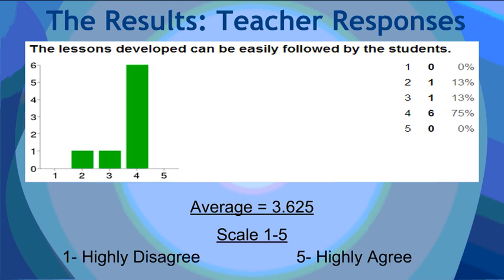The lessons developed can be easily followed by the students. Here, 6 of them felt that it was a 4 out of 5. We have 1 3 and 1 2, and an overall, again, above a 3.6 in this case. And so we feel pretty good about that, and we feel that the worksheets that we made were step-by-step and pretty systematic and quite routine from lesson to lesson, so that the students and the teachers were able to follow.